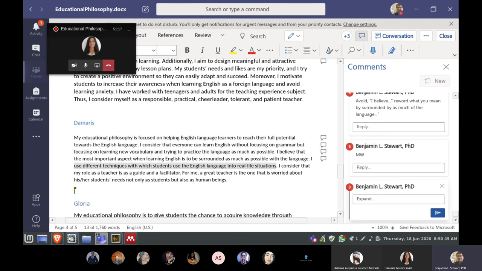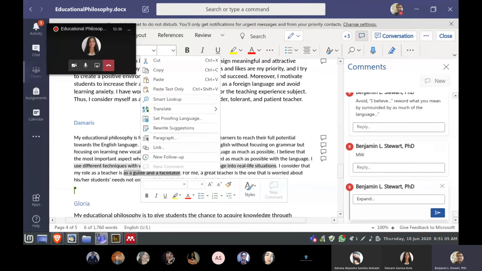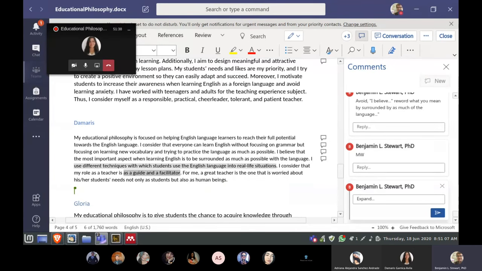Maybe you don't want to talk about all the techniques, but choose one. Choose one of your favorite techniques. What is it? Why do you use it? How do you use it? To what end? I consider, and then "my role as a teacher, as a guide and facilitator." Yeah, I don't know for you what the difference is going to be between a guide and a facilitator.